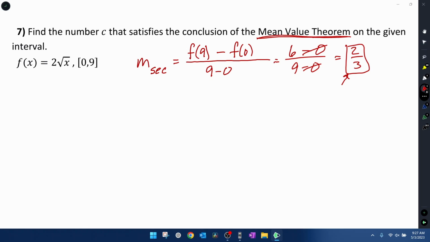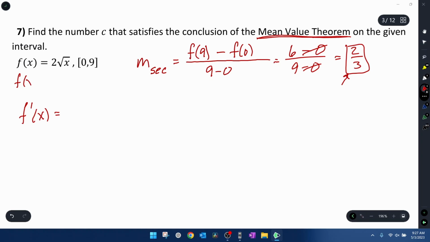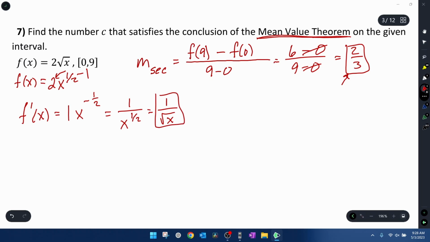Now, how do you find the slope of the tangent? Well, you need the derivative. And so we're going to have to calculate f prime of x. The best way to do that in this case, since we have a radical function, is to rewrite that as 2x to the 1/2 and then use the power rule. So we say the 1/2 times 2 is 1. X to the 1/2 minus 1 is negative 1/2, which is the same as 1 over x to the positive half, which is the same as 1 over square root of x. So this is our derivative. Remember, we need this to be equal to the slope of the secant. Derivative is the slope of the tangent. Again, we need the 1 over square root of x to equal 2/3.